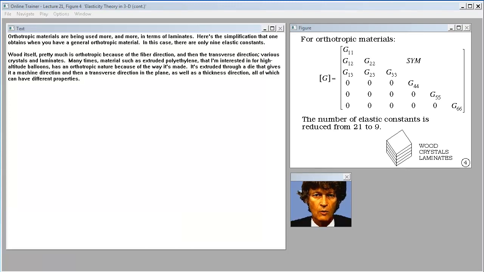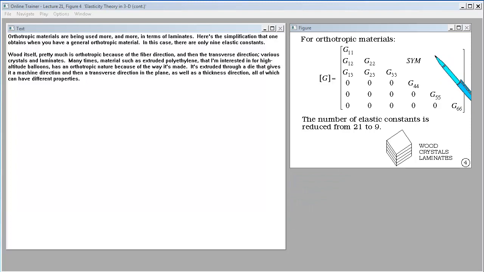Orthotropic materials are being used more and more in terms of laminates. Here's the simplification that one obtains when you have a general orthotropic material. In this case, there are only 9 elastic constants. Wood itself pretty much is orthotropic because of the fiber direction and then the transverse direction. Various crystals and laminates. Many times materials such as extruded polyethylene that I'm interested in for high altitude balloons has an orthotropic nature because of the way it's made.